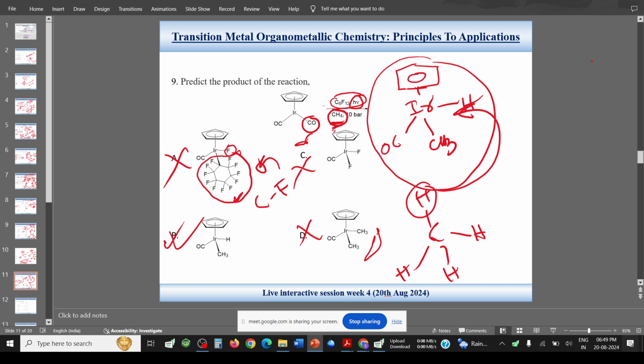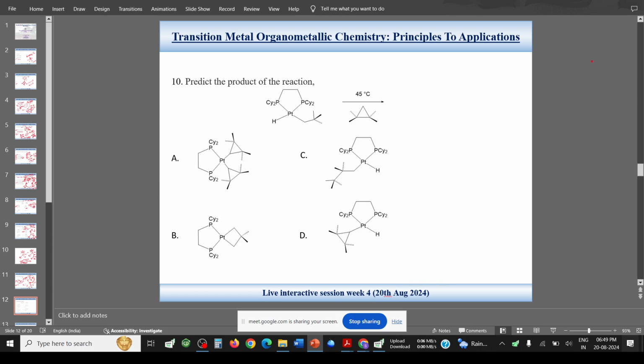Okay, so one thing to note is that activation of the CF bond under normal conditions is difficult. We'll read in the next week, that is in week 5, that activation of the CF bond is difficult rather than the activation of the CH bond. Okay, the next question is to predict the product of the reaction.